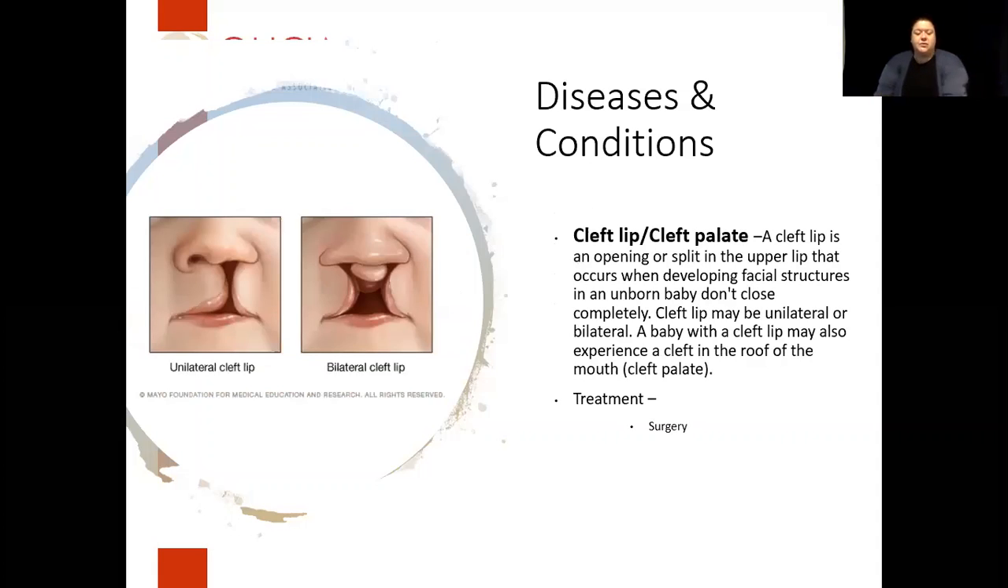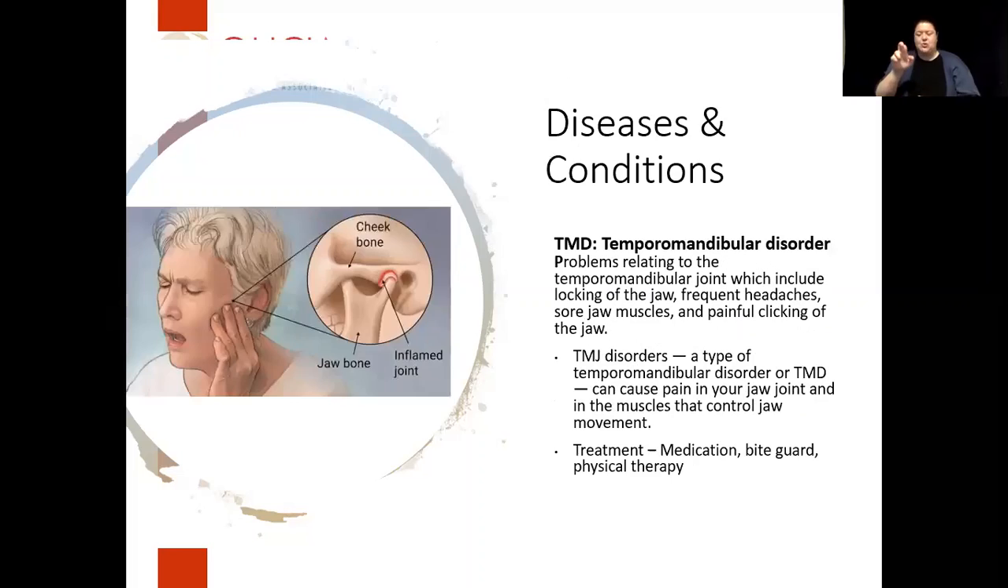Another condition would be a cleft lip or cleft palate. It's when the body didn't develop the facial structures correctly during development, and that requires surgery in order to correct it. It can be a unilateral cleft lip, like on the left side where it's only on one side, or it can be bilateral, two-sided, on both sides of the mouth, or the cleft palate.